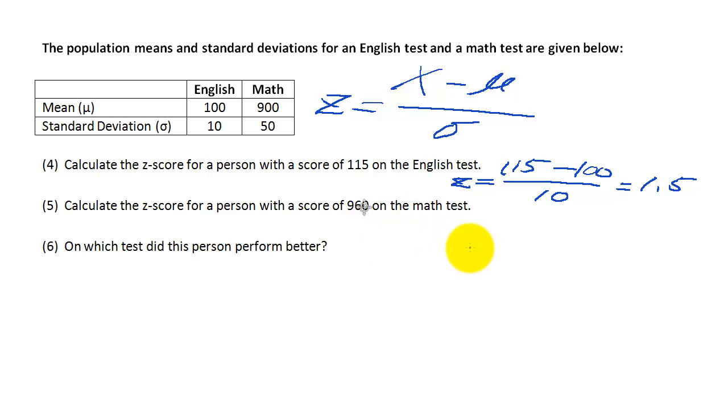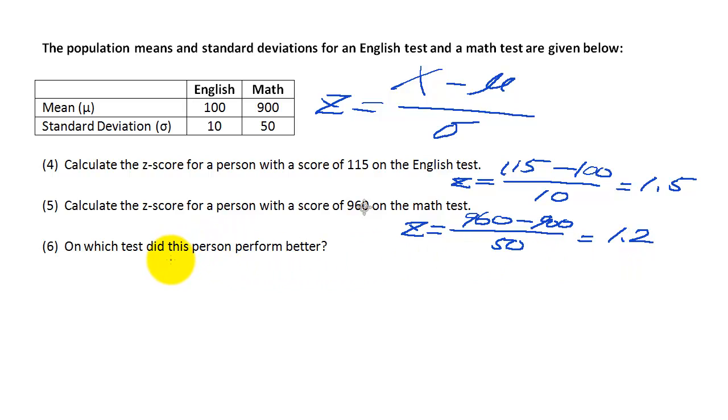Calculate z-score for a person with a score of 960 on a math test. So z equals 960 minus the mean. It's talking about math, so its mean is 900 and the standard deviation is 50. So 60 over 50 is 1.2.